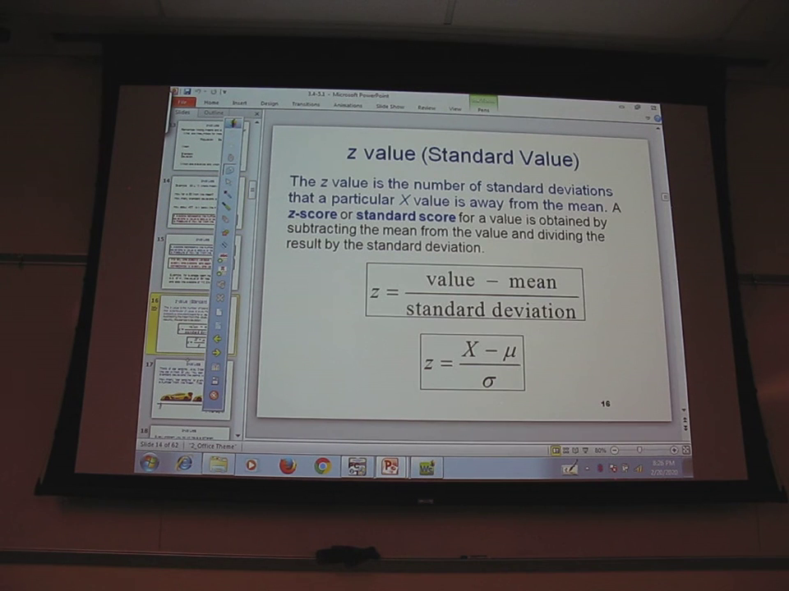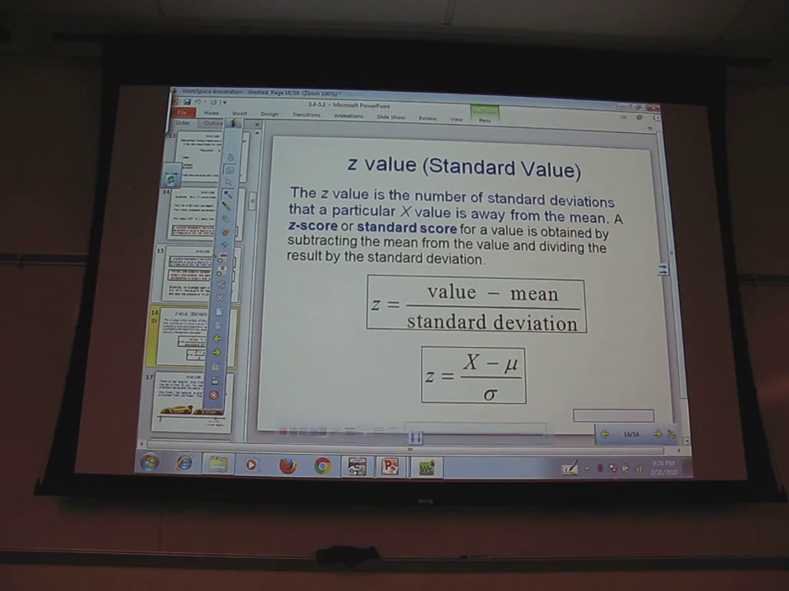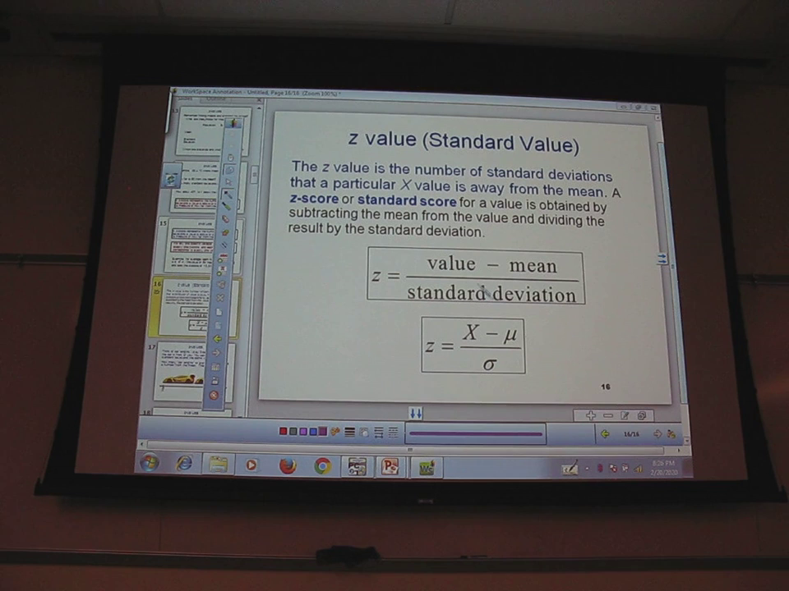So, how to find the Z-value or the Z-score? You take the value, subtract the mean, and you divide by standard deviation. For a sample, it would be x minus x bar over s.